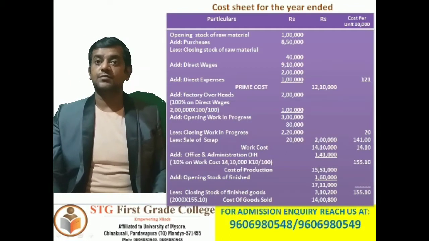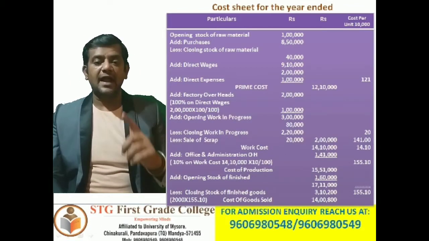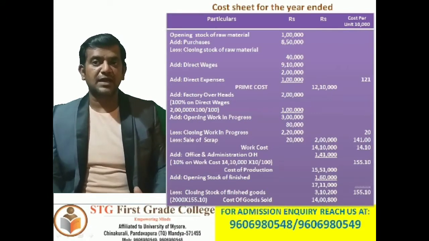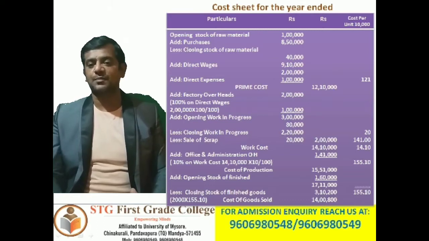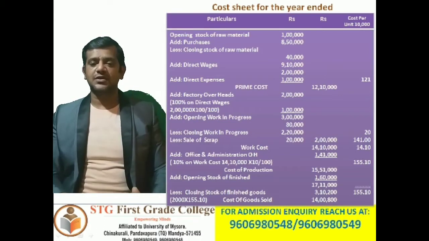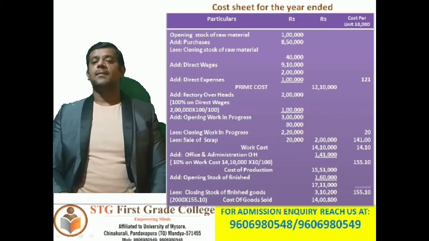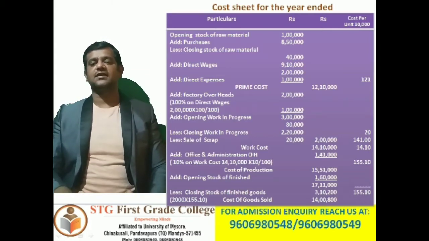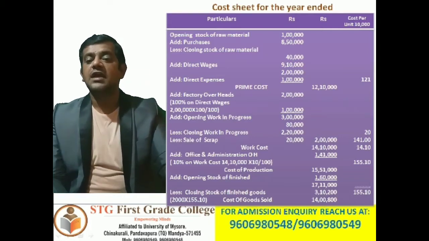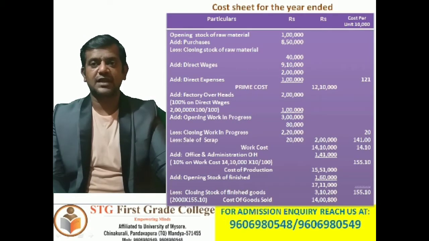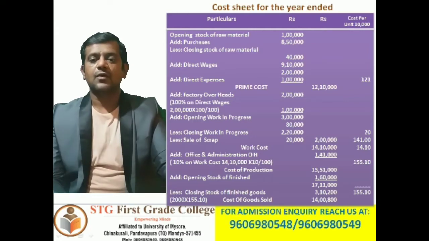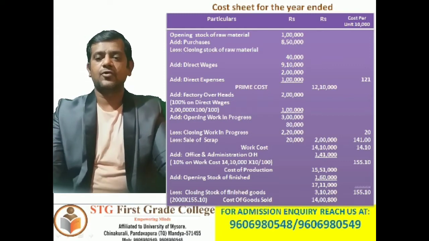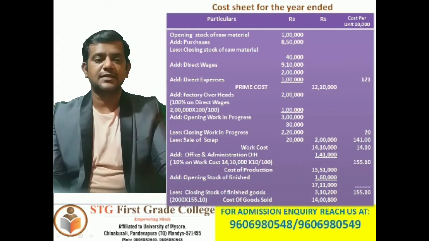So your direct material consumed is 9,10,000. Then add direct wages, that is nothing but direct labor, 2 lakh rupees. Then add direct expenditure, 1 lakh rupees. Put together, you are going to get the prime cost. Prime cost is 12,10,000 rupees. So we have done the first step while preparing a cost sheet, that is, we have identified the prime cost value.